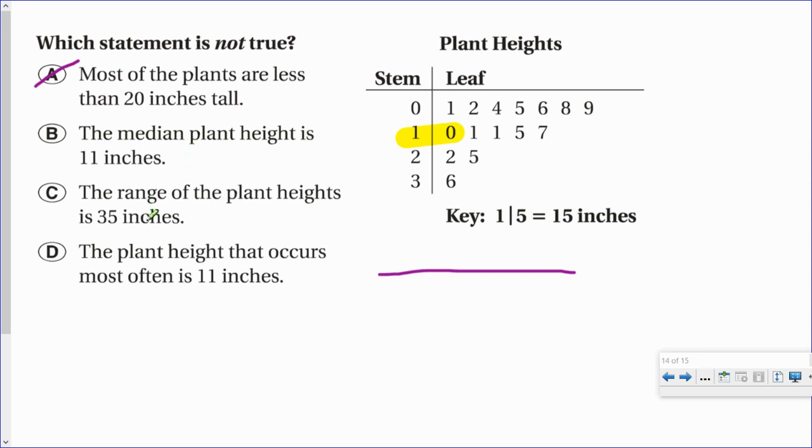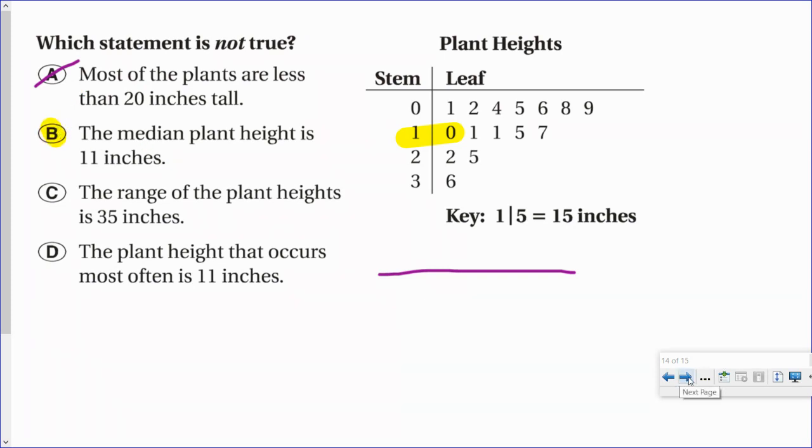Part C, the range of the plant heights is 35. Well, the range would be 36 minus 1, which is 35. I think that's true. Part D, the plant heights that occur most often is 11. Oh, definitely. I see the mode is that. So I would agree that B is our answer.